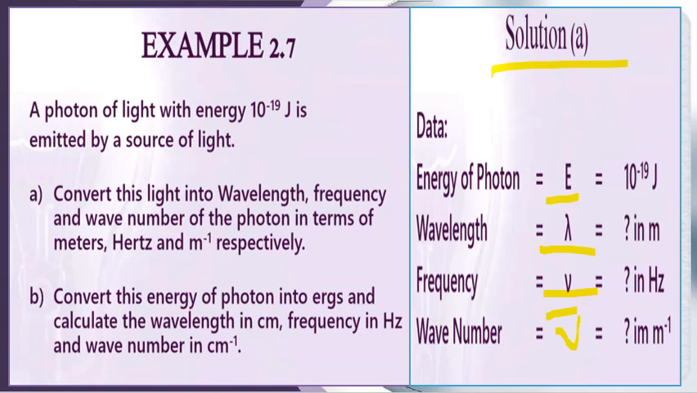Similarly, the B part says convert this energy of photon into ergs and calculate the wavelength in centimeter, frequency in hertz, and wave number in per centimeter. So you have to change the equation and the units in it, right? First of all, we will give the solution for the first one, A part.